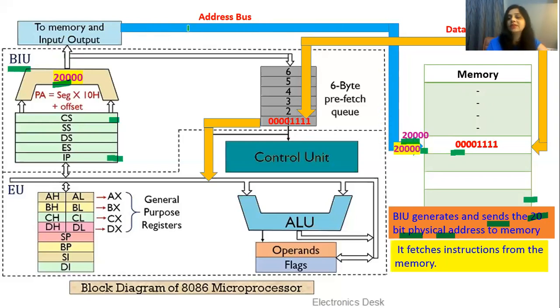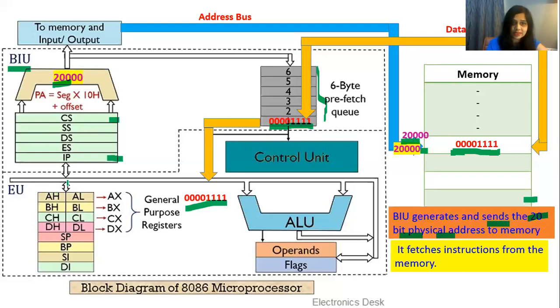Then what happens? Then it fetches the instruction from the memory. So what is the instruction? The instruction is this. How does it fetch? It fetches through the data bus. So the instruction will flow through the bus towards the microprocessor and it will enter into the 6-byte prefetch queue. So this is the instruction queue and the bus interface unit stores this fetched instruction in the instruction queue. Then it will transfer this instruction to the execution unit.